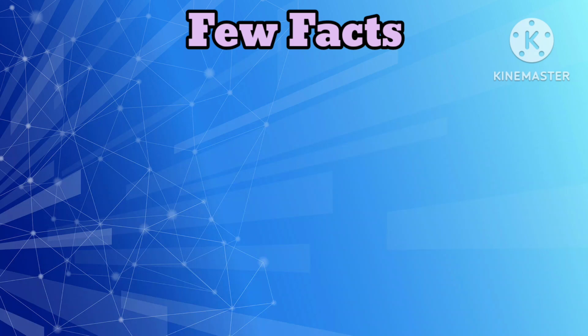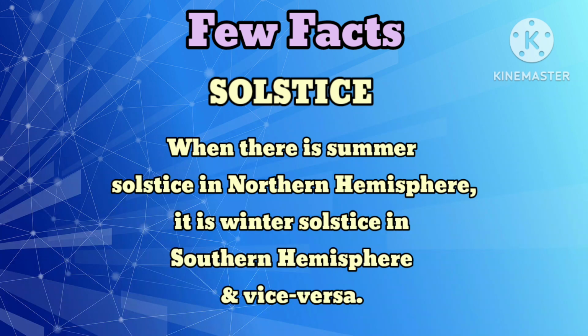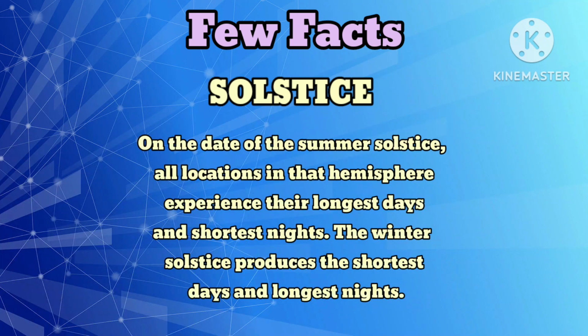Now, let's see a few facts about solstice and equinox. When there is summer solstice in the Northern Hemisphere, it is winter solstice in the Southern Hemisphere and vice versa. On the date of the summer solstice, all locations in that hemisphere experience their longest days and shortest nights, and the winter solstice produces the shortest days and longest nights.